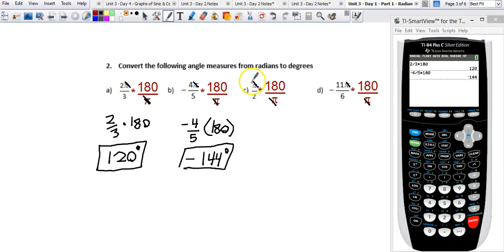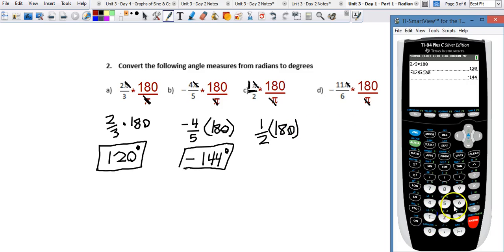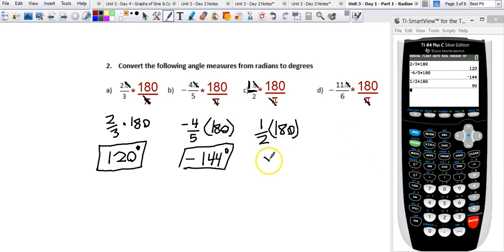Same thing with this one. Now, we don't have a number on top of pi, since it's just pi over 2. So what you want to do is always put a 1 as a placeholder. So that's going to be 1/2 times 180. Half of 180 is just 180 divided by 2, so you can do it like that too. Half of 180 is going to be 90. So that's going to be 90 degrees.